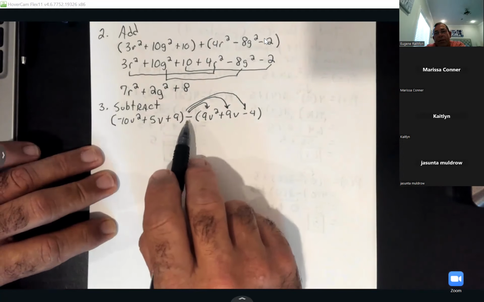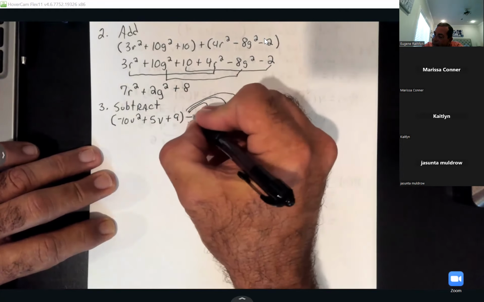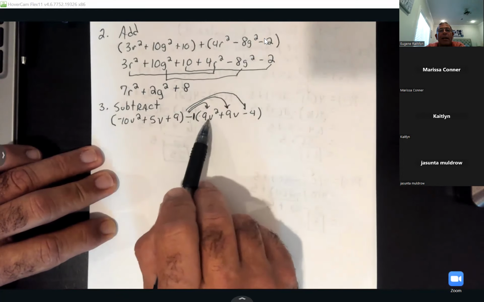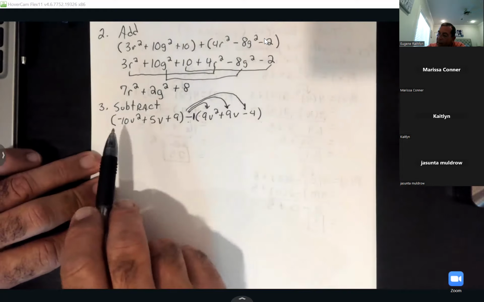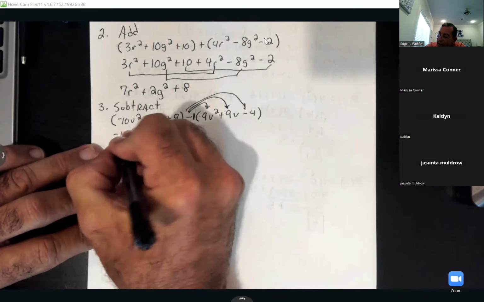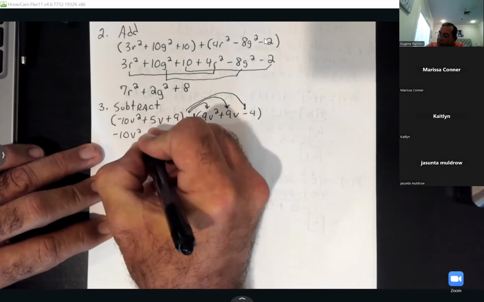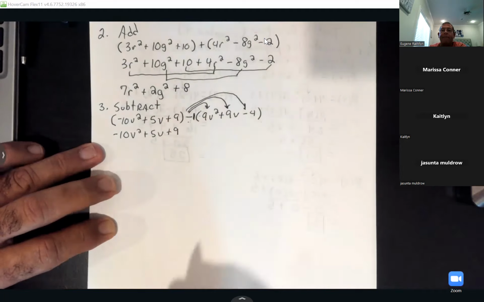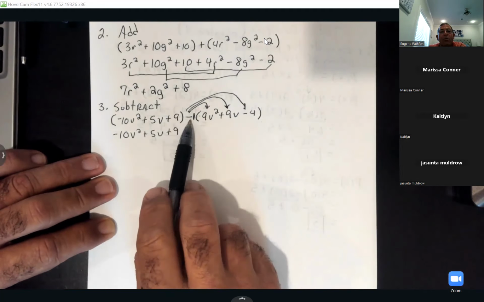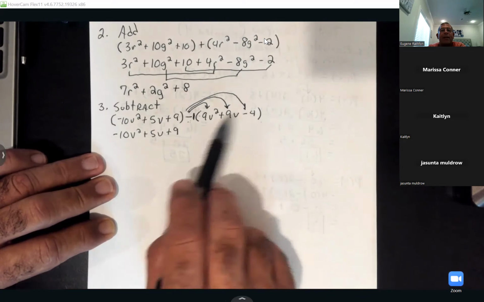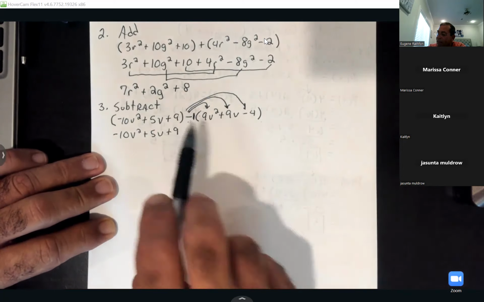And to distribute subtraction, you treat it like a negative 1 there, and you're just multiplying that negative 1 times everything in here. So the first parentheses, we bring down exactly like they look. Negative 10v squared plus 5v plus 9. And y'all, what this negative 1 is going to do is change the signs of everything inside the parentheses when I bring it out.